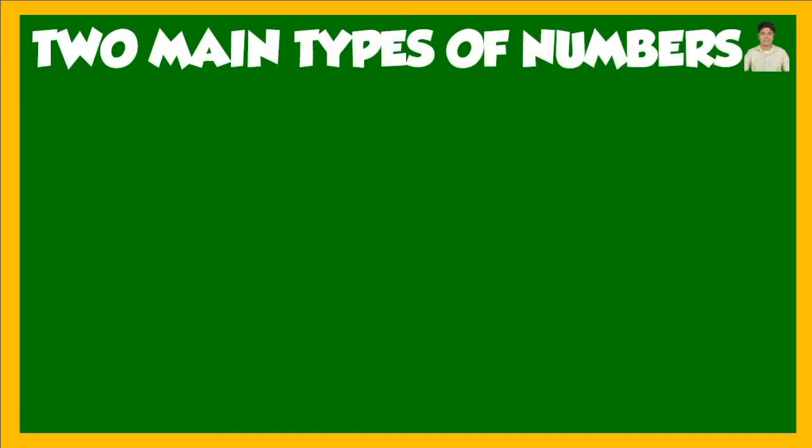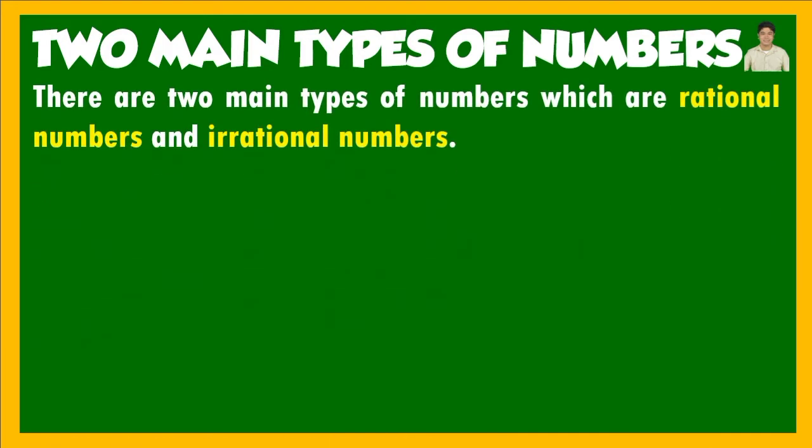So there are two main types of numbers. So matututunan nyo rin yan sa pagdating nyo ng grade 7. So dito pa lang, bibigyan ko na kayo ng discussion regarding the two main types of numbers. So there are two main types of numbers, which are the rational numbers and irrational numbers. Rational and not rational. Ibig sabihin ng irrational, that is not rational.